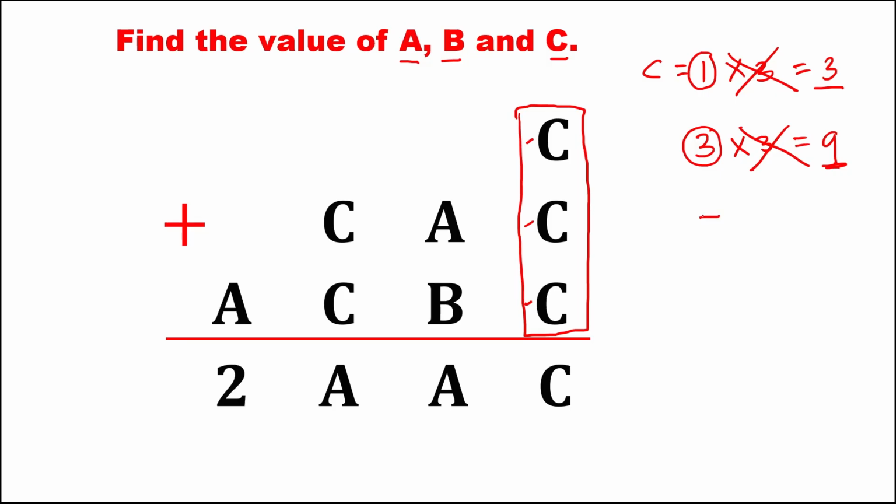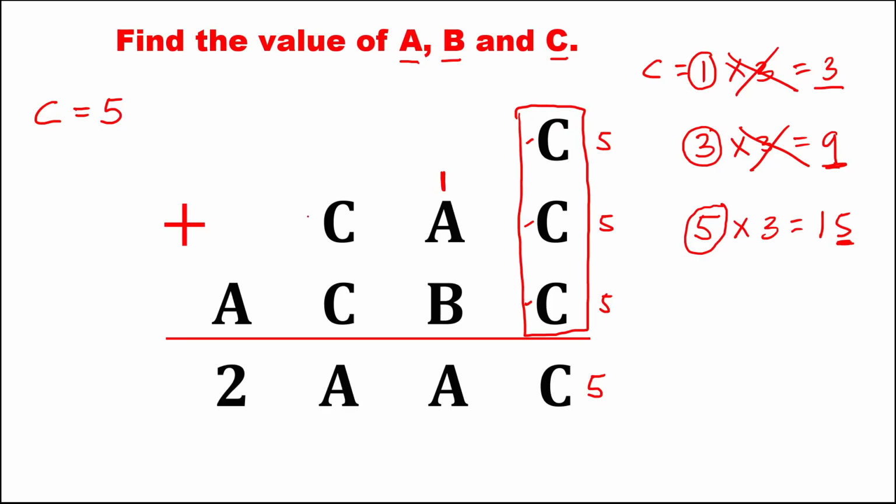Then if we let C equal 5, times 3, this is equal to 15. So observe, we let C equal 5 and the answer contains 5. So therefore, C is equal to 5. So for C equals 5, this is 5 plus 5 plus 5. This one is 15. Then carry 1.